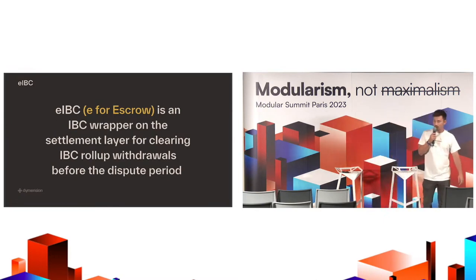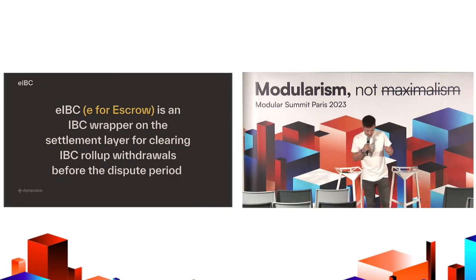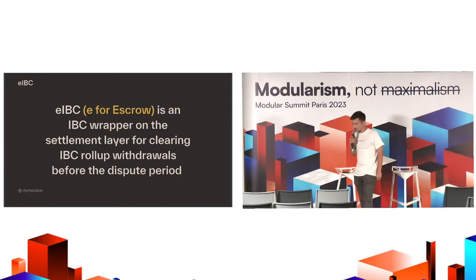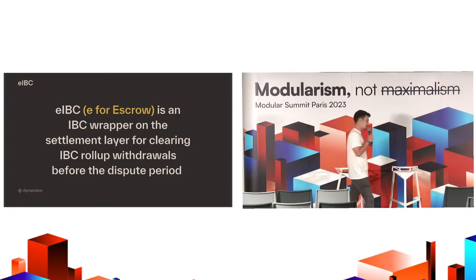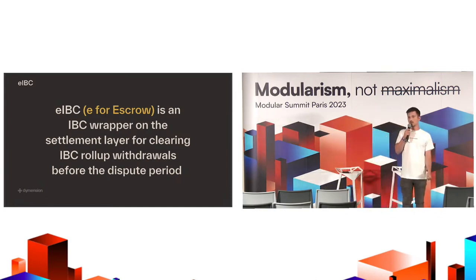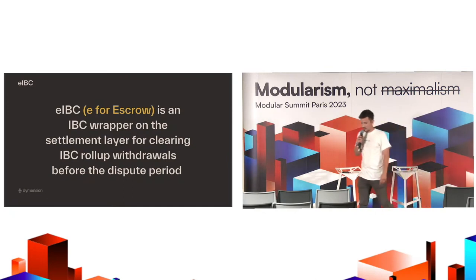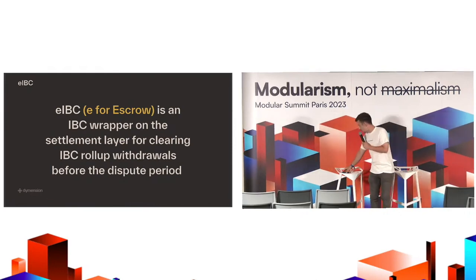The solution is called eIBC. E is for escrow. So eIBC is an IBC wrapper on the settlement layer that basically transforms the settlement layer into a clearinghouse of IBC withdrawals that are tradable or that you can use to clear them before the dispute period. So we want to address the dispute period. We want people to get an instant transfer experience and not damage the UX for everybody because of the dispute period we have for optimistic rollups. So this is a brief overview of eIBC.